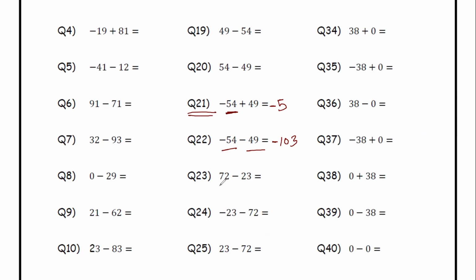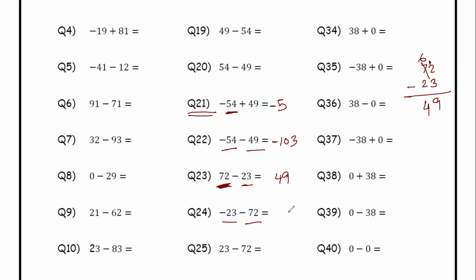72 and 23. We'll take the difference because one is positive, one is negative. Always take the bigger number on top, smaller number at the bottom. So we borrow 1 from 7. 7 becomes 6, 2 becomes 12. 12 minus 3 is 9, 6 minus 2 is 4. So 49. We'll take the sign of the bigger number. The bigger number is 72, therefore the output will be positive.